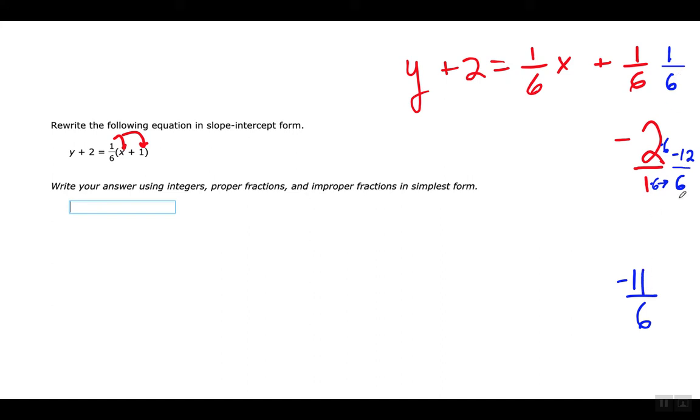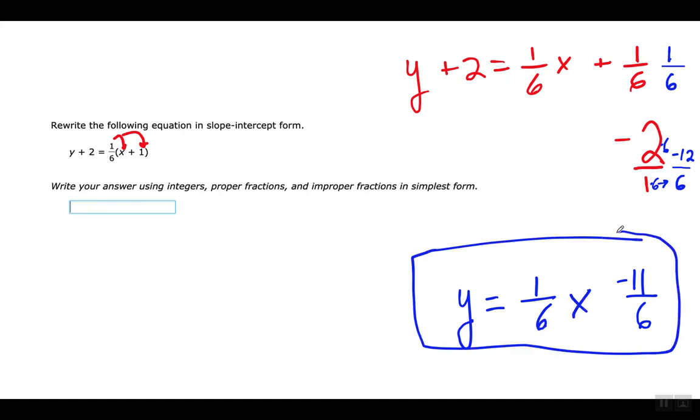El de abajo se mantiene 6. El de arriba, 1 menos 12 me da negativo 11. And that would be my answer. Y equals 1 over 6x minus 11 over 6. Alright, so you have two different ways you could do it. And they both give you the same answer.